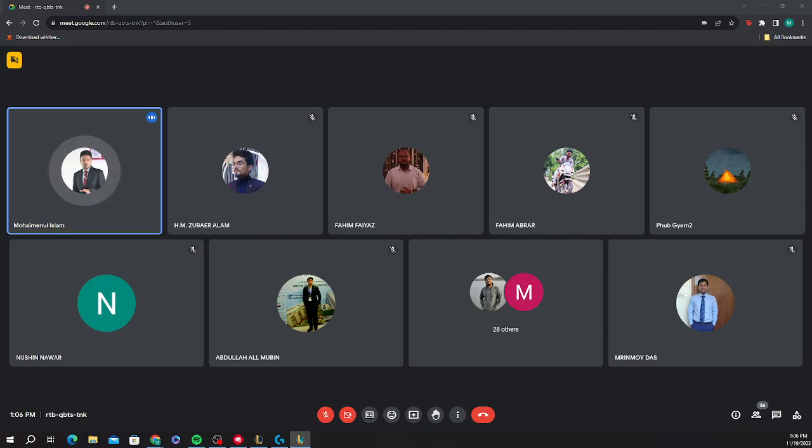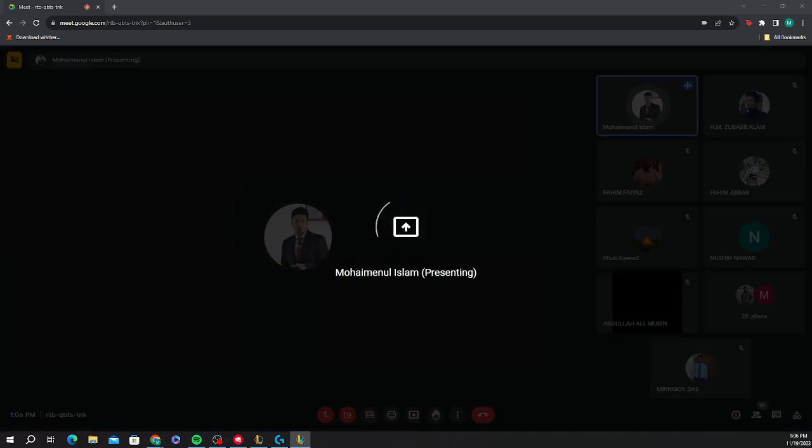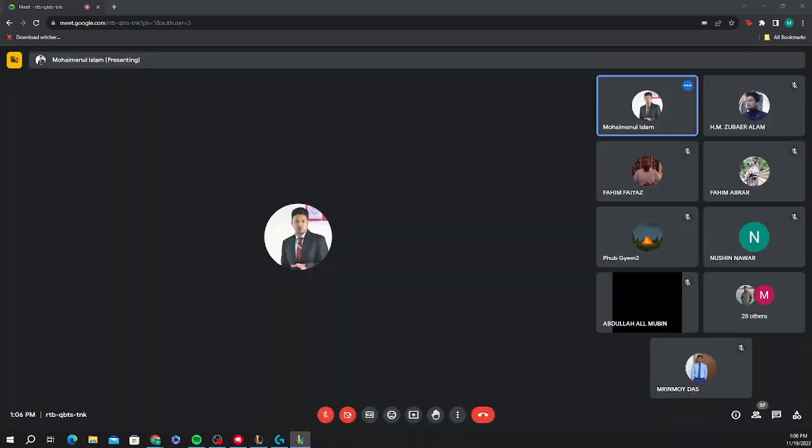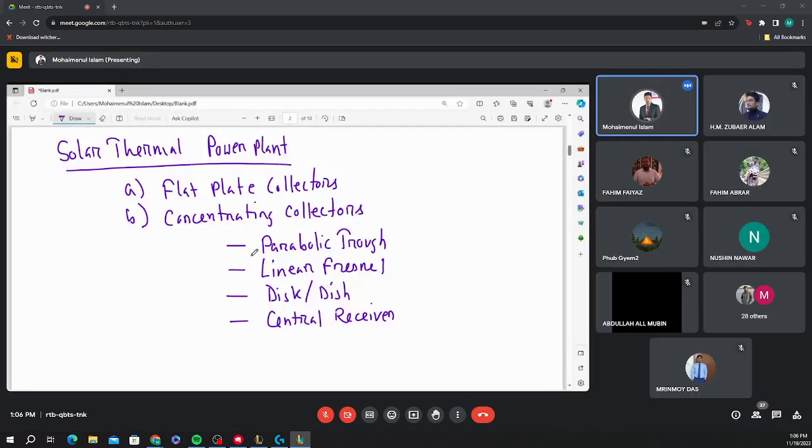So now we can move to our lecture again. So why is this type of collector required? Because this type of collector is actually based on mirrors that can direct the sunlight to a certain point, and that certain point can have the fluid, and you can heat up the fluid very well. So this is the main objective.